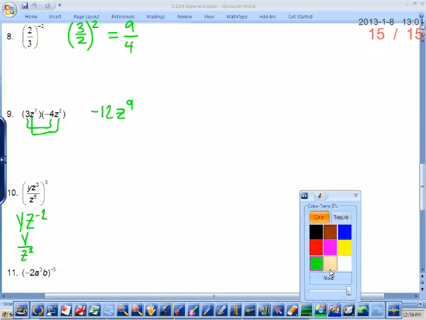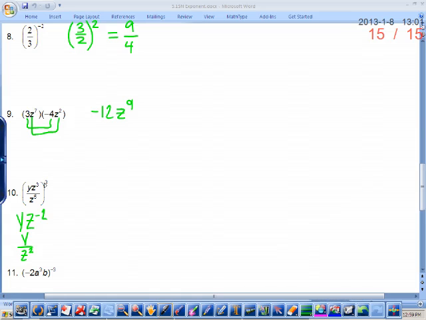A good trick to remember: anytime you have division with the same bases, look at your exponents, 3 and 5. Where is the bigger exponent, in the numerator or the denominator? The denominator. So that means your z needs to end up in the denominator because the higher power is in the denominator. Does that make sense?